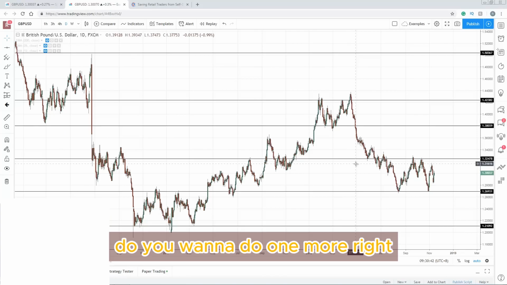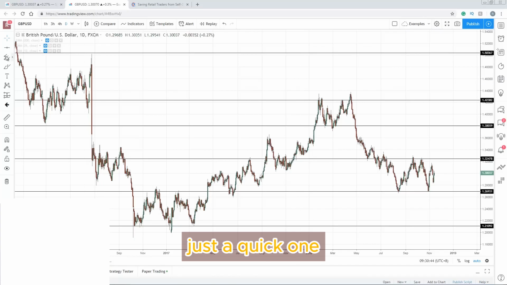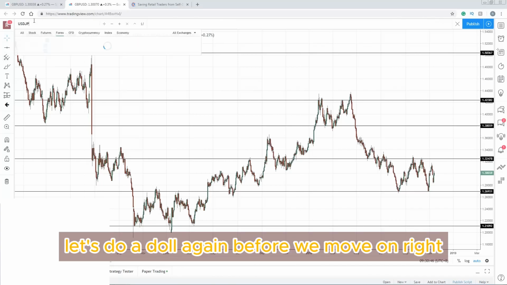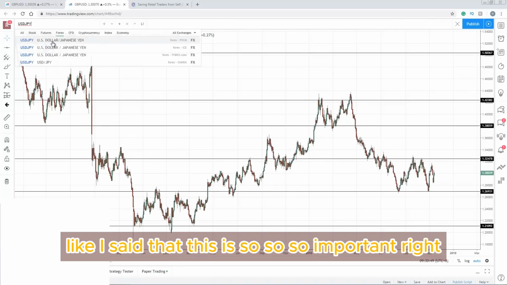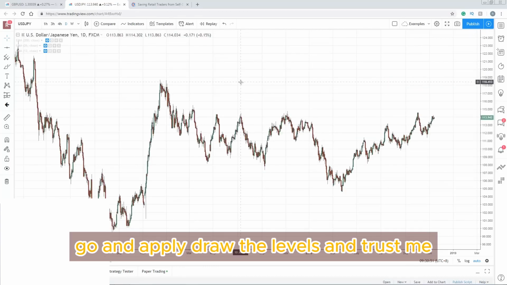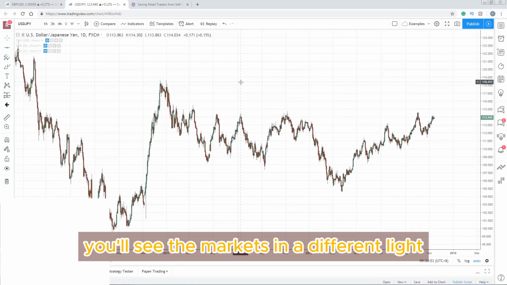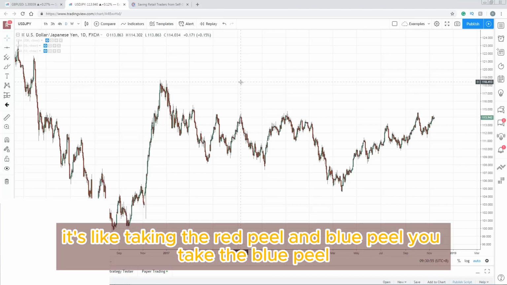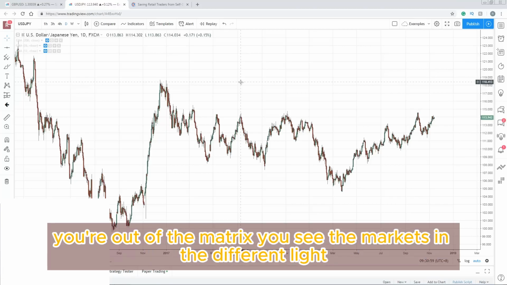Do you want to do one more? Right, just one more. Just a quick one. Let's do dollar yen before we move on. Like I said, this is so important. Go and apply it, draw the levels, and trust me, you'll see the markets in a different light. It's like taking the red pill and blue pill. You take the blue pill, that's it, you're out of the matrix. You see the markets in a different light.